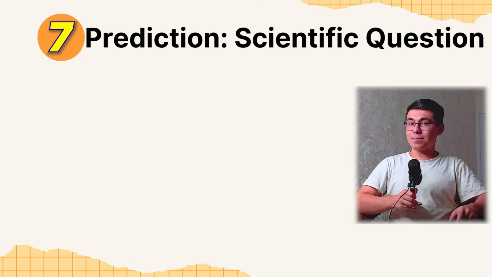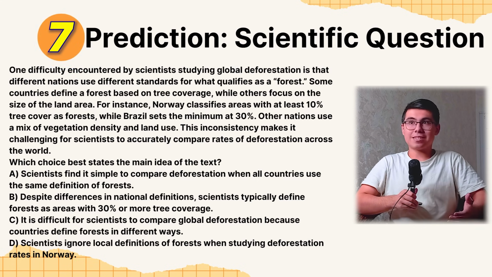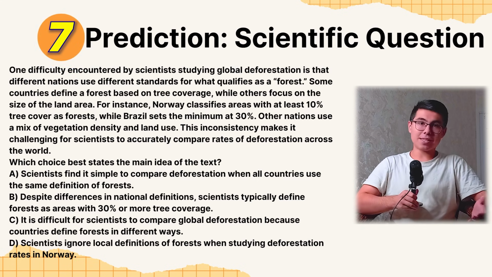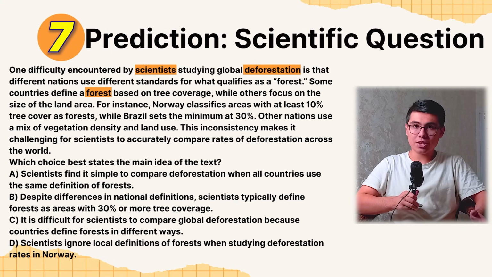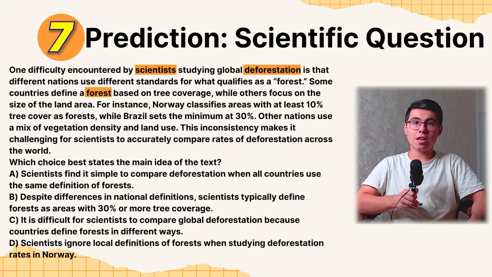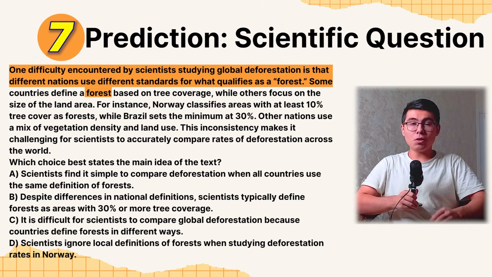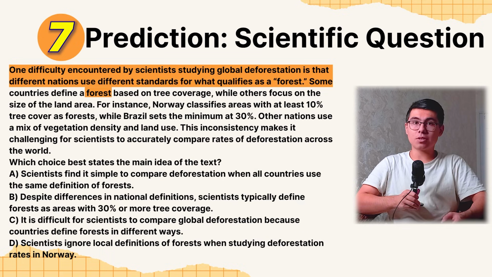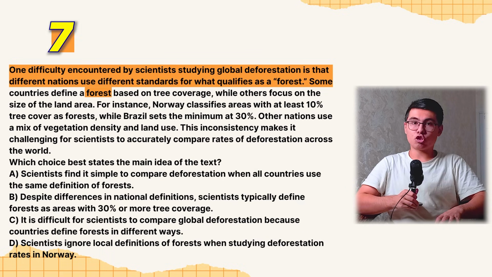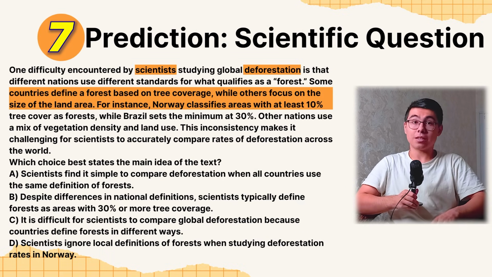This passage sounds kind of scientific, and they're talking about scientists, global deforestation, and forest definitions. But don't get intimidated. Let's go through it piece by piece. So scientists studying global deforestation are having trouble because different countries use different rules for what counts as a forest. Some define it based on tree coverage, others based on land size.